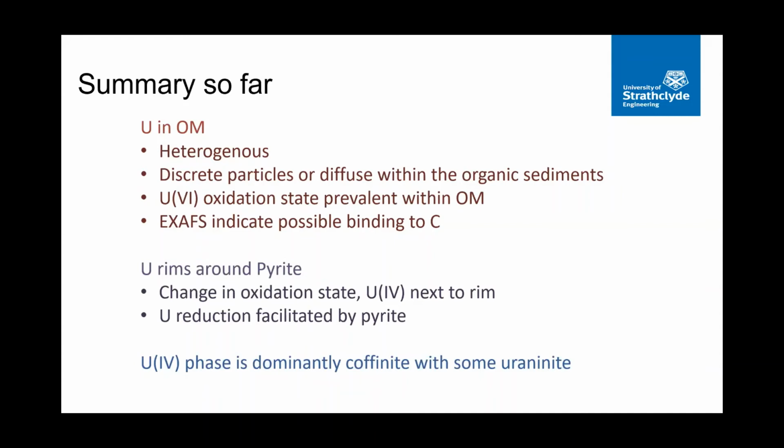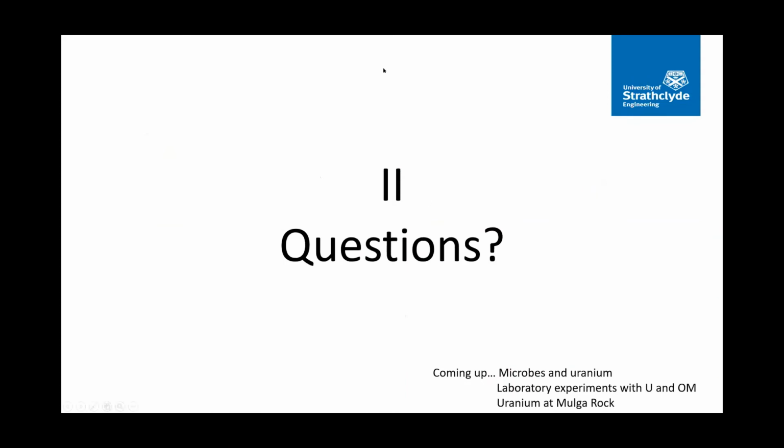And we have the XAS indicating that there could be a binding to carbon there. With the rims around the pyrite, we get a change in oxidation state with more uranium-4 next to the edge of the pyrite. So we can perhaps question whether uranium reduction is facilitated by pyrite. And the phase here was identified as coffinite and some uraninite present as well. I can pause again for questions if you like.